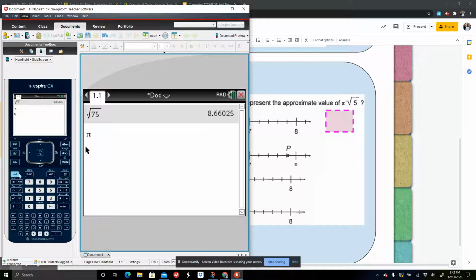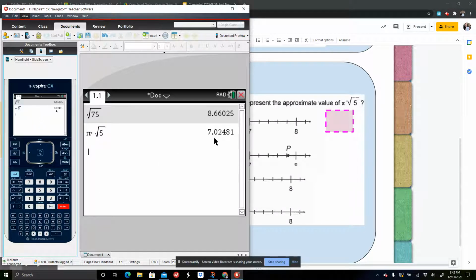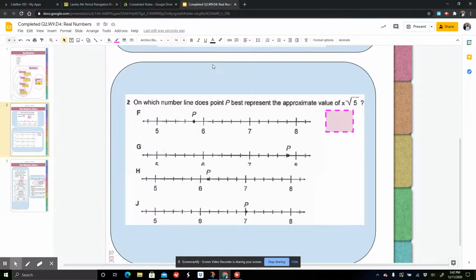Then you're going to type square root, Control, and then the x squared button. And then the 5 goes inside the square root. When we press enter, it gives us 7.02. So basically just barely on the right of 7. So when I look here, this is before 6. That's not correct. On G, it's almost to 8. That's way too far. Remember, it was 7.02, so it's just a hair past 7.